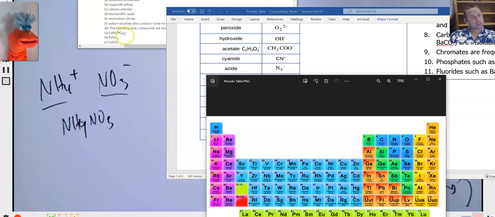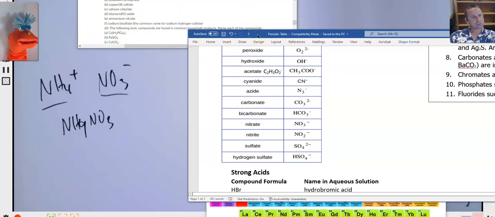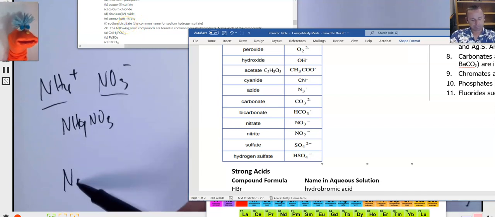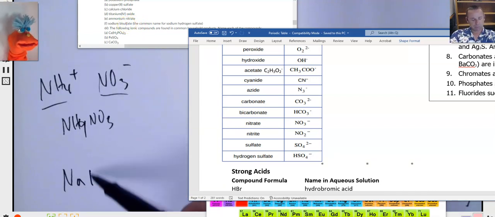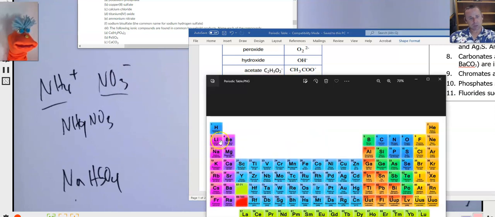All right. Sodium bisulfate. Common name for sodium hydrogen sulfate. Sodium, Na. Hydrogen sulfate, HSO4. Very good. And you knew that it was a 1-to-1 ratio because the hydrogen sulfate has a 1 and the sodium has a 1. We've worked with that one a lot. Location on the periodic table, right? Yeah.